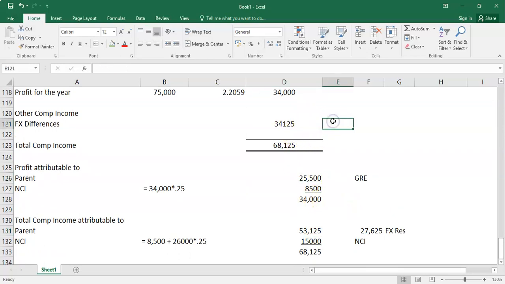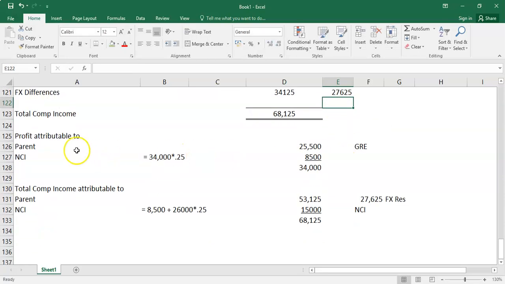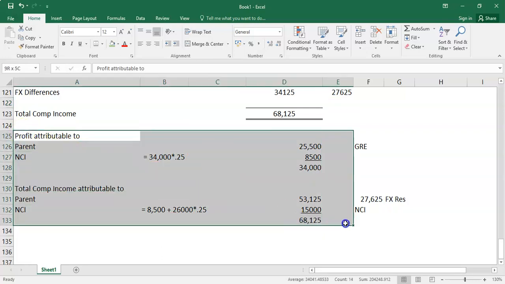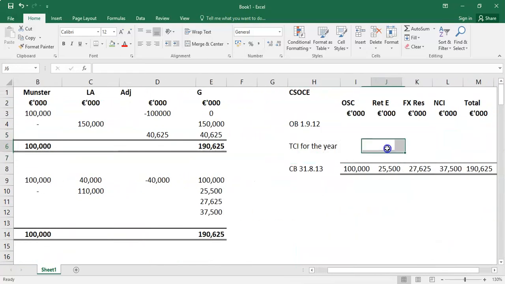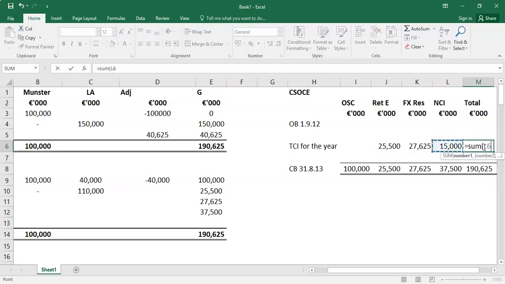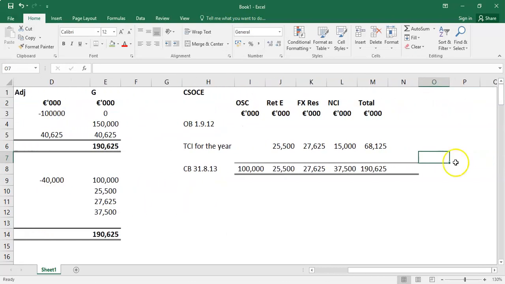Now remember, the parent's share of that is 26,000 times 75%. So their share of FX difference 1 and 2, plus 8,125 times 100% of the goodwill, and that's your 27,625. And we've done that in week 1 to 6. Be careful when you're taking these figures and putting them into the statement of changes in equity. So if we come back up to finish it off, this is 25.5, this is 27,625, and this is 15, which is total comprehensive income for the year, linking to your P&L of 68.